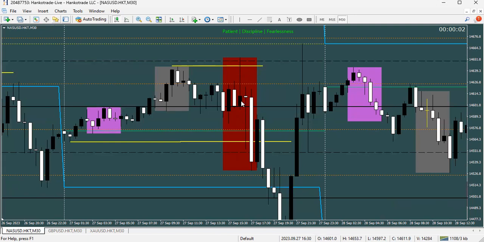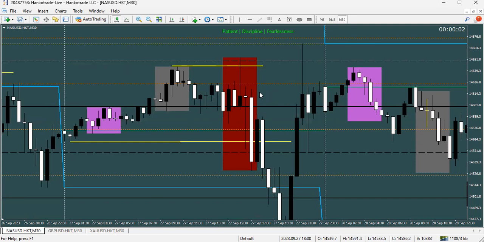All right, closing as a shooting star. Next candle, price is still going sideways, and I think we had some news out at 10:30 on that day, on Wednesday.